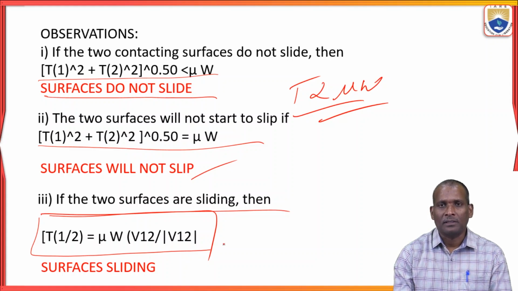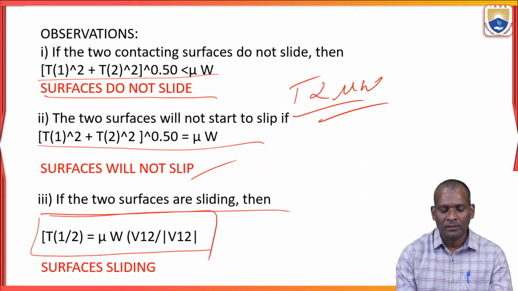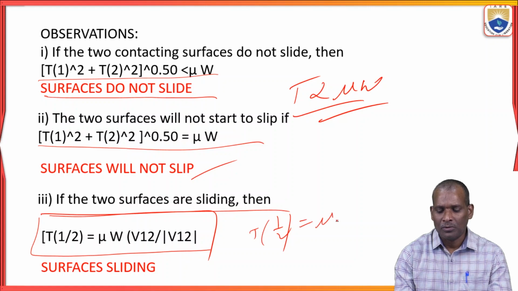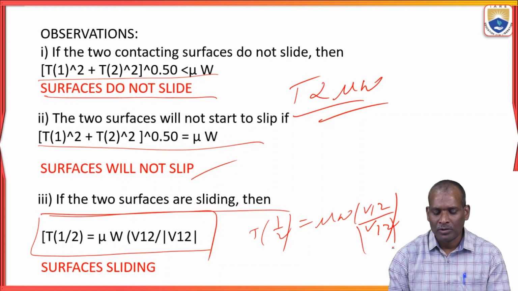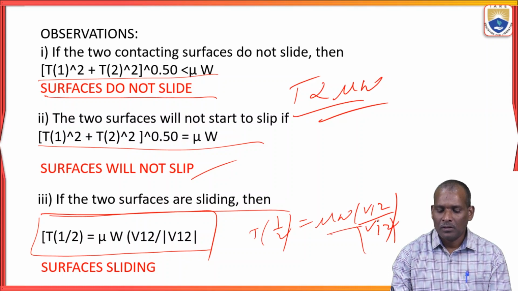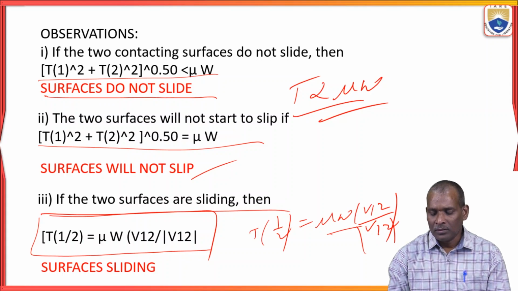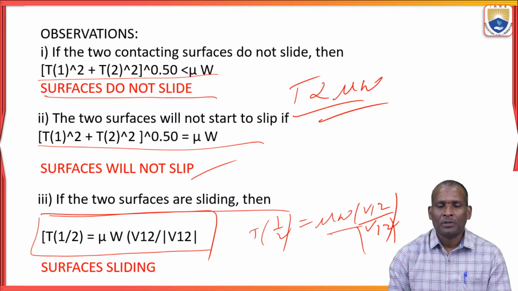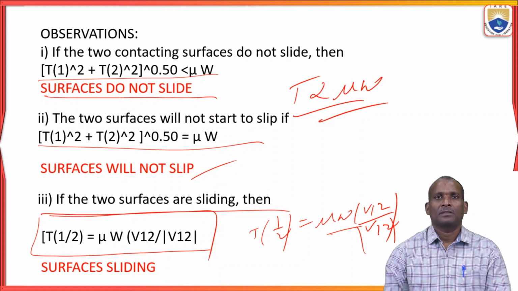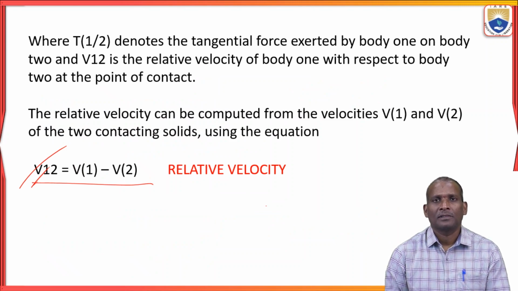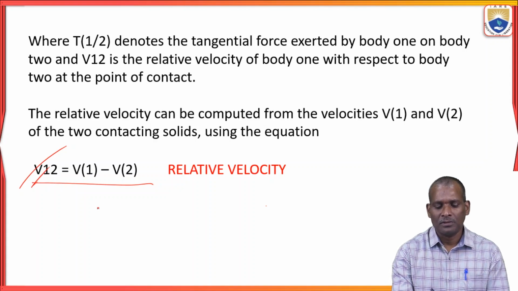So here in the third condition, T12 is equal to mu W into V12 by modulus of V12. Here V12 is the relative velocity of the first body with respect to the second body. The two bodies have relative velocity, and for calculation you can use this equation.